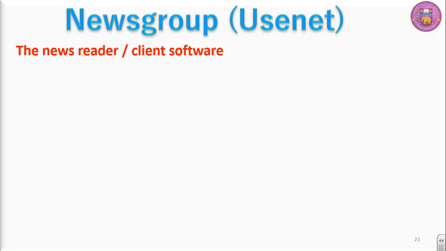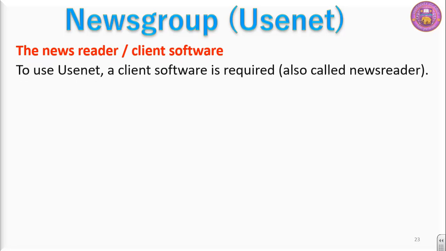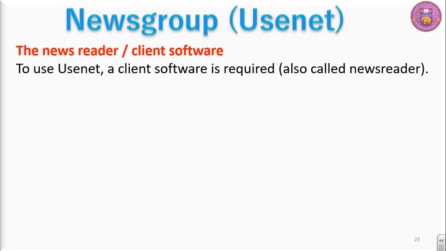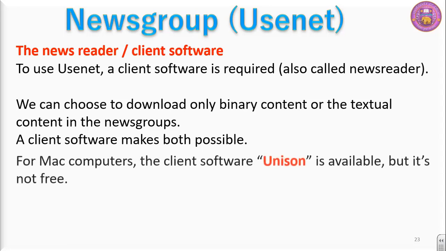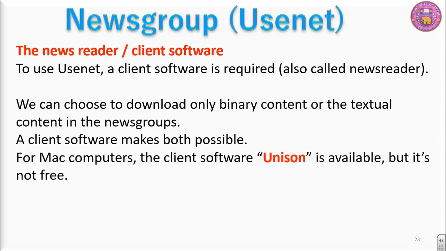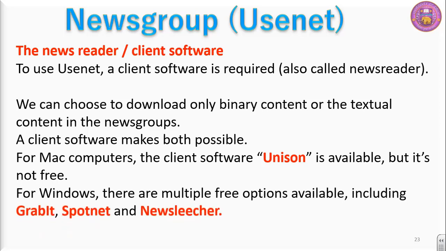Newsreaders are client software. To use Usenet, a client software is required, and this is called a newsreader. We can choose to download any binary content or textual content in the newsgroup. A client software makes both things possible. For Mac computers, the client software Unison is available, but it is not free. For Windows, there are multiple free options available, including Grabit, Spotnet, and Newsleacher. All these are freely available on the net.